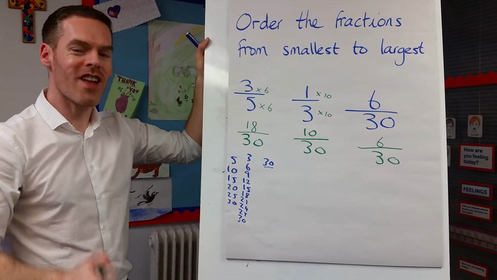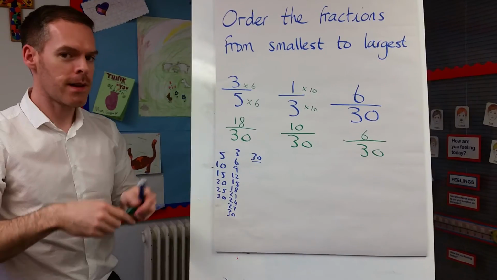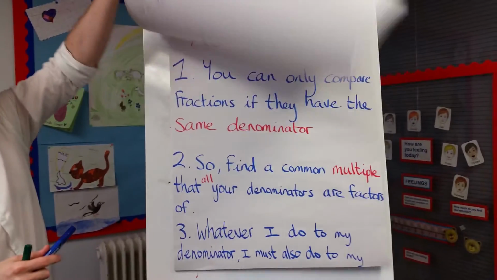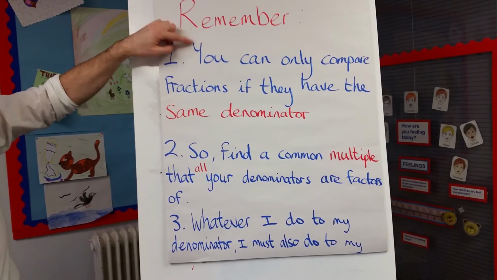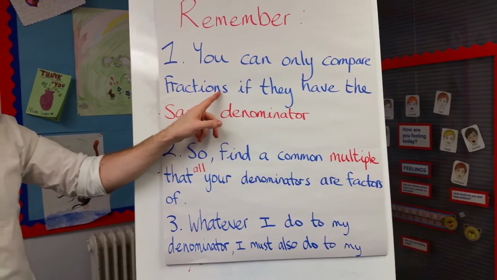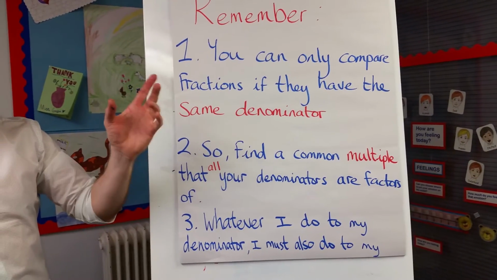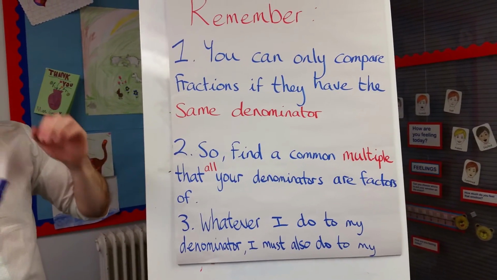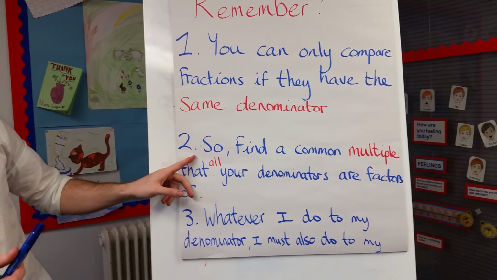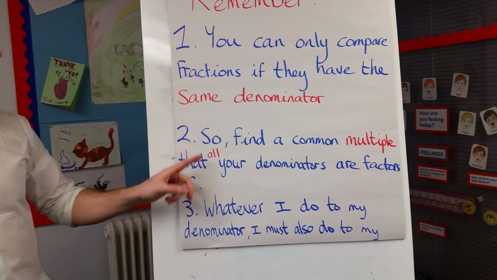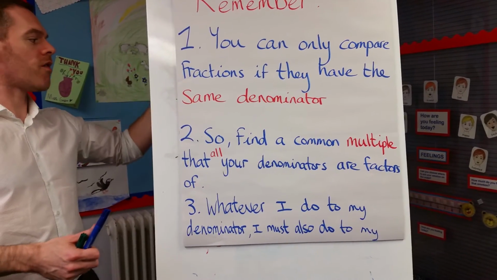Okay, so hopefully that's all starting to make sense. Let's do a quick recap, because that was quite a lot to take in. Remember, you can only compare fractions if they have the same denominator. If they don't have the same denominator, you can't compare them. You're going to have to find a common denominator, which is what the second step says. So find a common multiple that all your denominators are factors of.